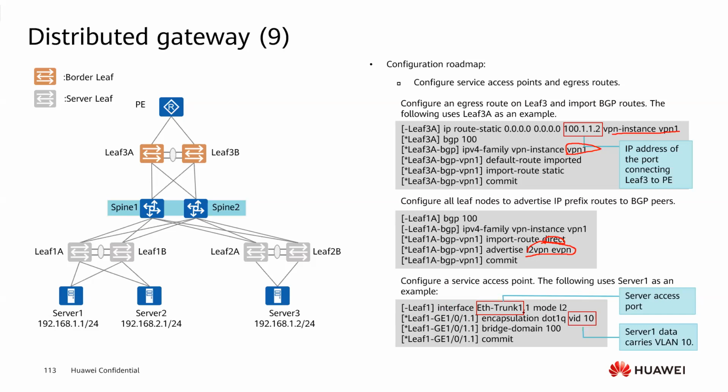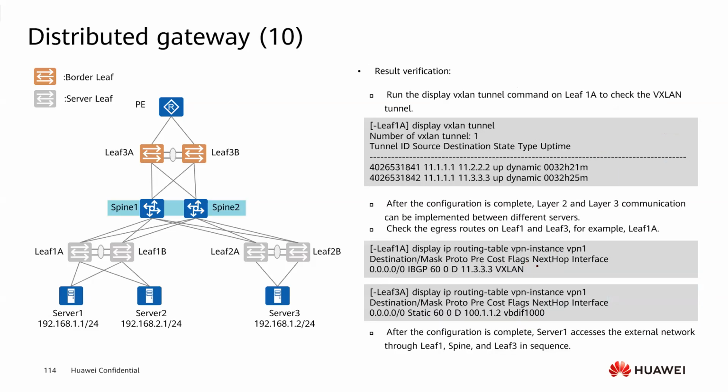We will find that because it is an M-LAG system, we need to configure it in the sub-interface of the Eth-Trunk, all right? And configure it to use Layer 2 sub-interface mode to bind the VLAN to the bridge domain. And then as a result, you will find that on the leaf 1, they have established the VXLAN tunnels, and on the leaf 1, they can see the default routes to the external network, and for the leaf 3, you can also see it.